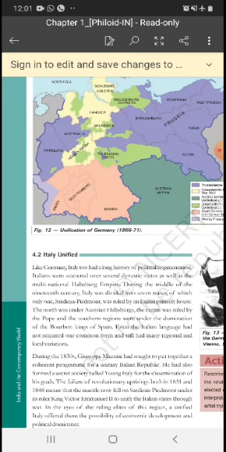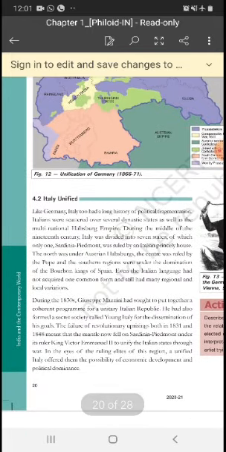In the 1830s, Giuseppe Mazzini formed a secret society and called it Young Italy. The movement was later led by the chief minister Cavour. In 1859, Sardinia-Piedmont defeated the Austrian forces.